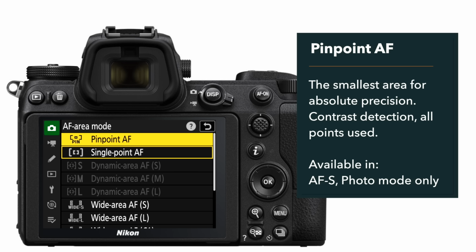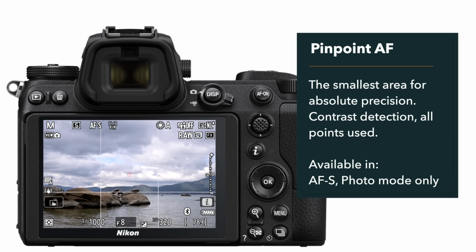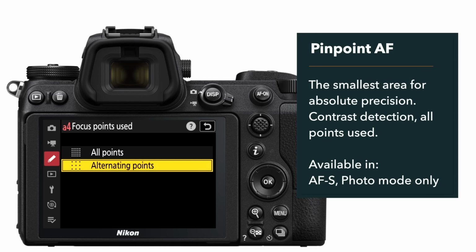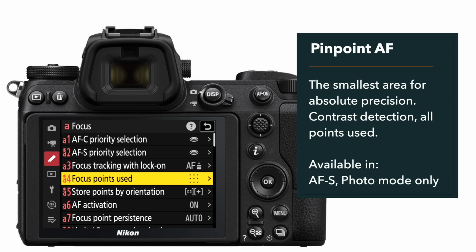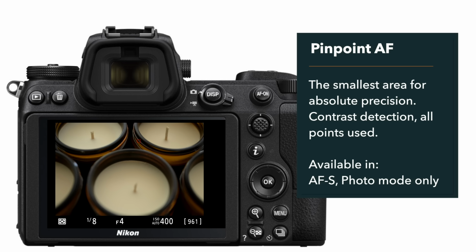And I should also note that Pinpoint is only available in single shot autofocus, AFS. This is not an option in AFC. This one uses up all autofocus points on the sensor. If you have alternating or half autofocus points chosen in the custom settings A group, you're still going to be using all points when you are in Pinpoint. You can't alternate them. And the reason is because of that precision.